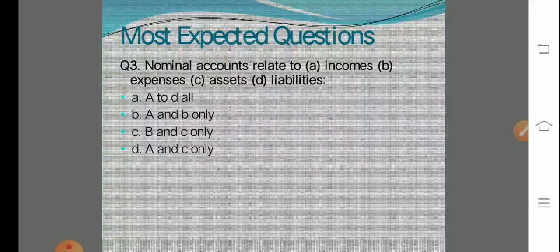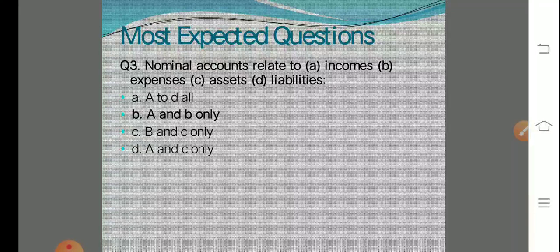Our next question is: nominal accounts relate to incomes, expenses, asset, liabilities. Our options are A. A to D all, B. A and B only, C. B and C only, D. A and C only. So let's see what is the correct answer. And correct answer is B, A and B only. Incomes and expenses: in nominal accounts, the entries of income and expenses, that is our profit and expenditure, we find in the nominal account. So asset and liabilities, these are not part of nominal account.